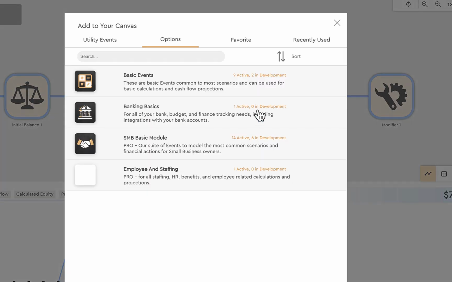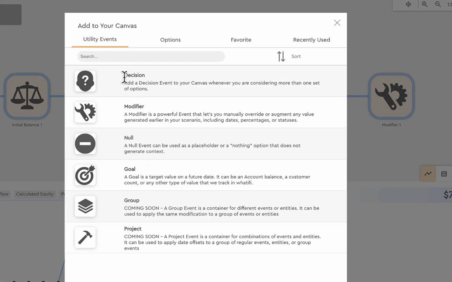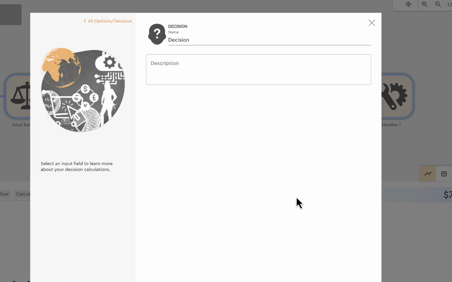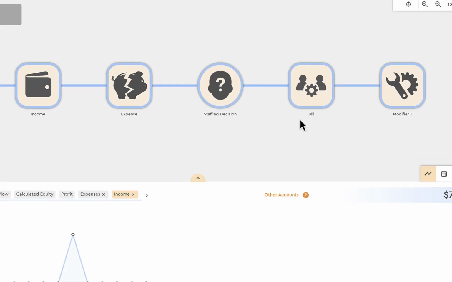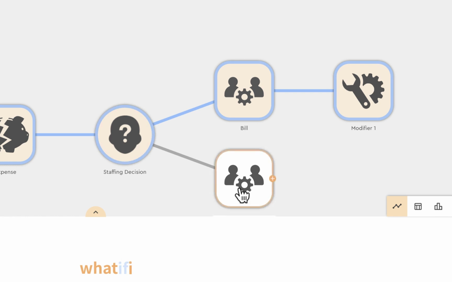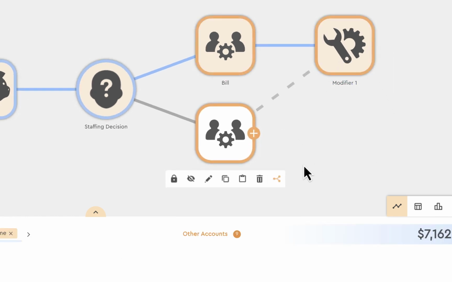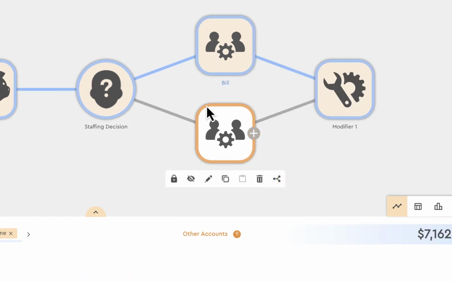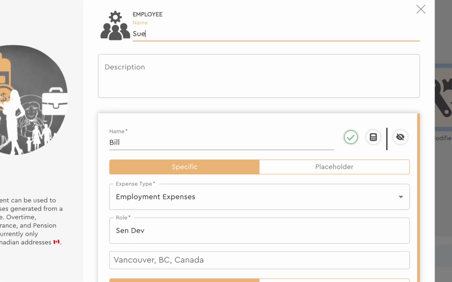Now we want to add a decision though. We're looking at a different potential candidate. We're looking at also hiring Sue. So we're going to add a decision event here for the staffing decision. And Bill, we're going to duplicate Bill, create a new branch, patch that branch back in, close that branch off, and now we can edit the second event here and change it to be Sue.